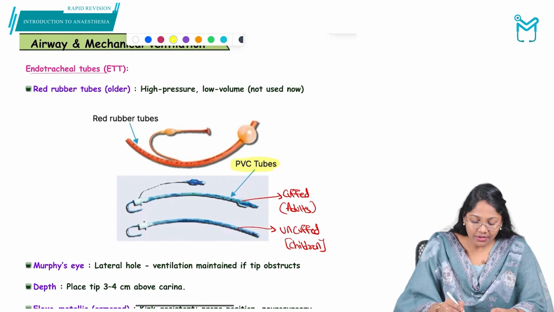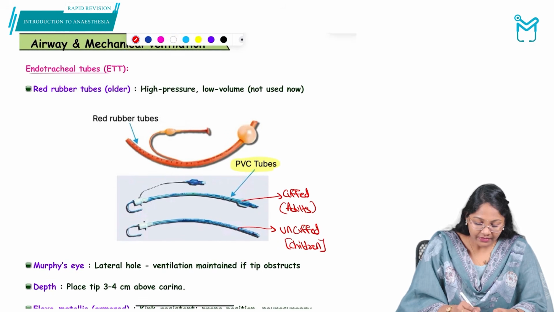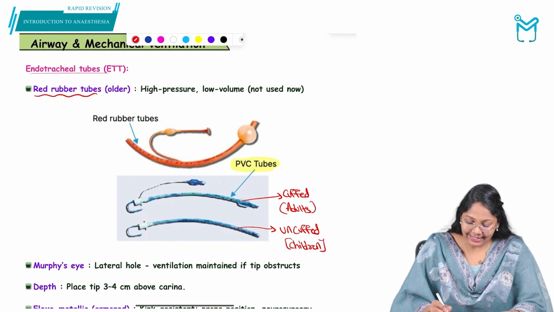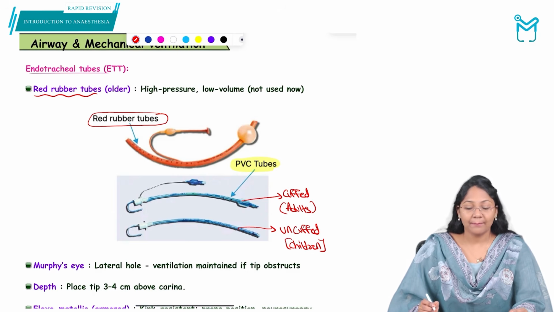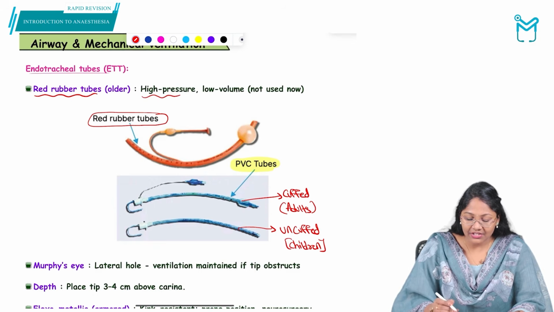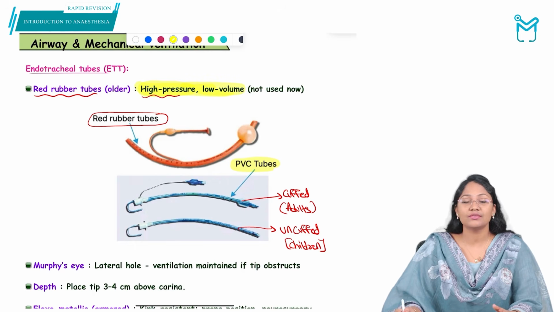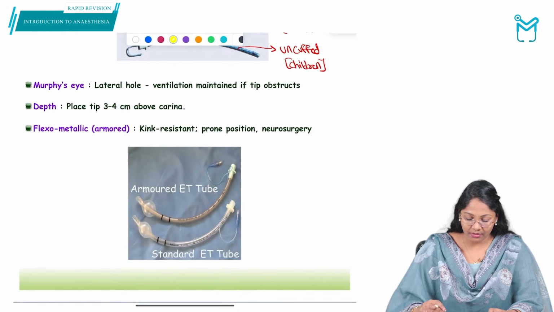Now there are also red rubber tubes. So this is the red rubber tube, if you can see here. But nowadays we are not using them because it has high pressure and low volume. This is the reason we are not using the red rubber tubes anymore.